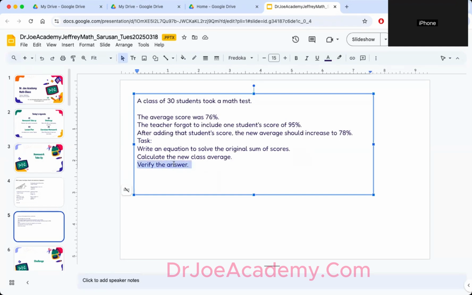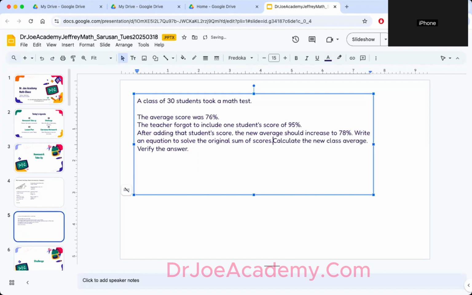So this is a key part. Verify your answer is key because I guess we'll see. I don't want to give it away. I don't want to throw out the hint, but we'll see why we need to verify. So let me just make sure this doesn't take up so much space. Anyways, Jeffrey, what is the first step that you would do here?